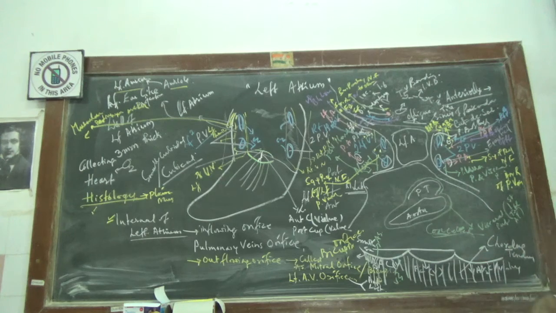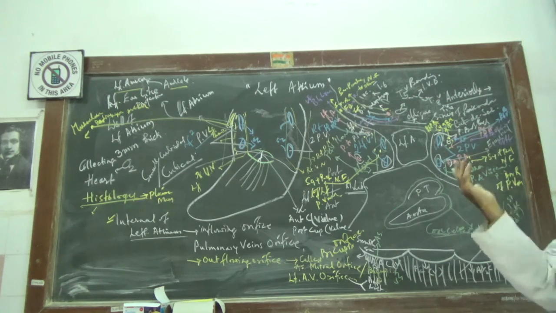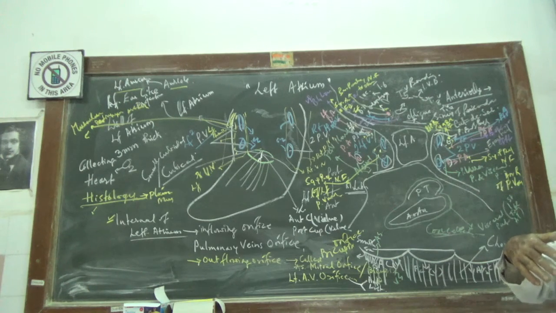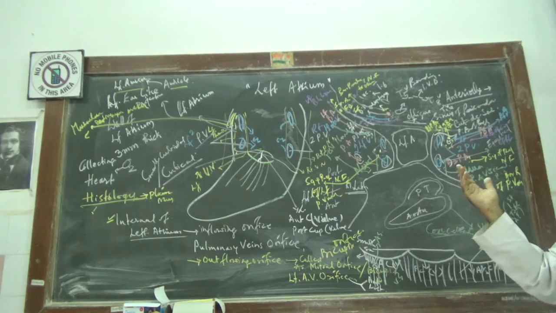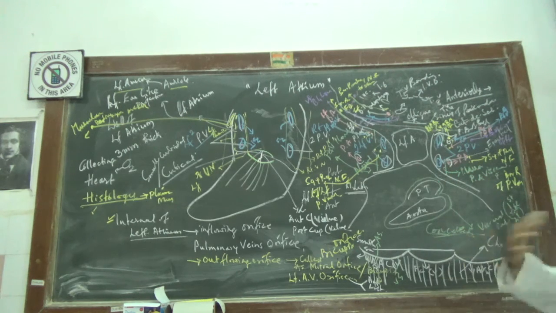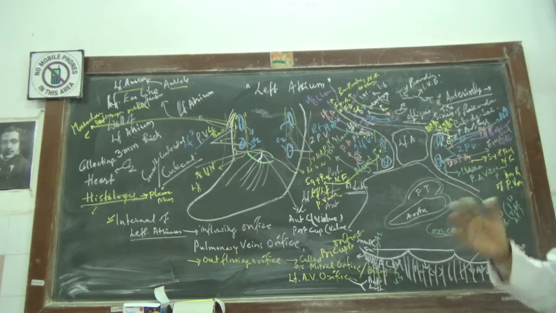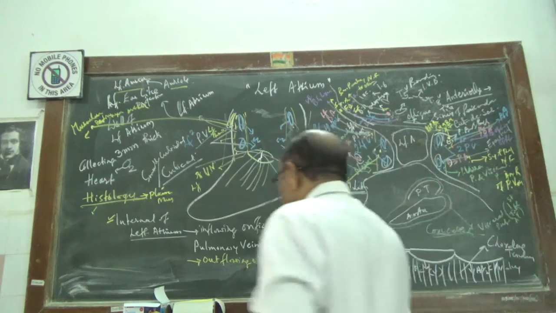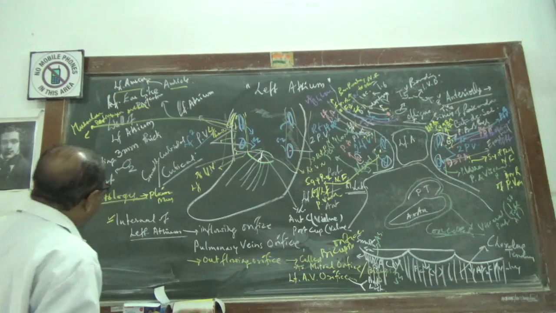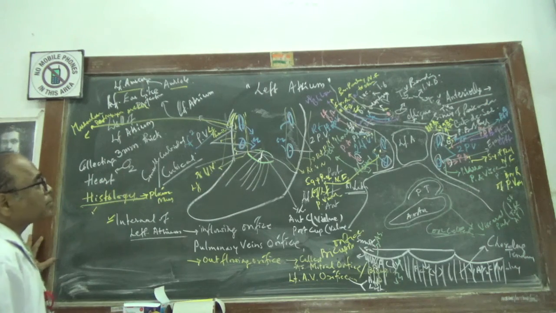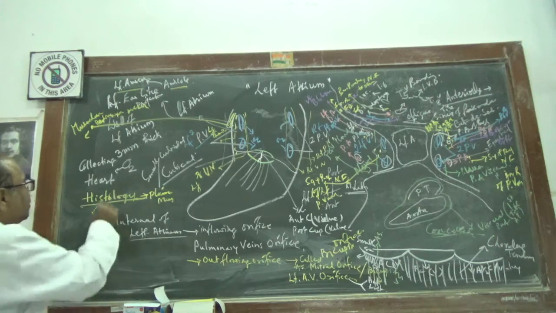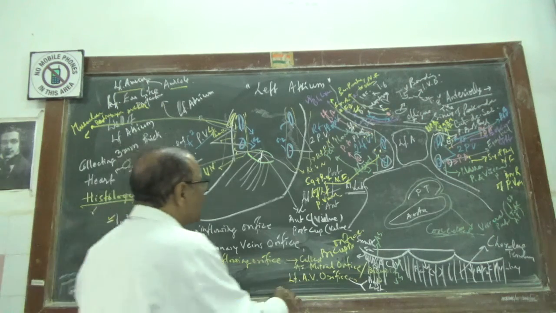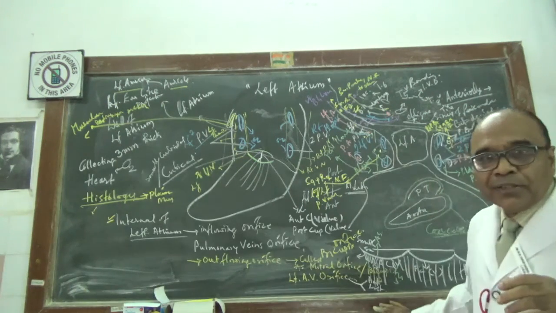Whereas in the right atrium, muscular pectinate muscles are on the entire internal aspect of the anterior wall of the right atrium. So that is the difference. Other than that, there are only atrial muscles.